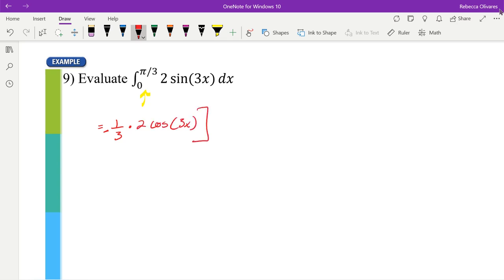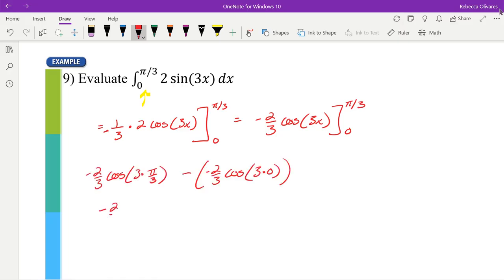And then we don't do the plus c with the definite integrals. Remember, we do the square bracket, and then we rewrite our boundaries there. So I'm just going to clean that up a little bit. That's negative 2/3 cosine of 3x from 0 to pi over 3. So now I will plug in my boundaries. Top boundary first, so negative 2/3. I'm going to simplify. So I need to figure out the cosine of pi and the cosine of 0.